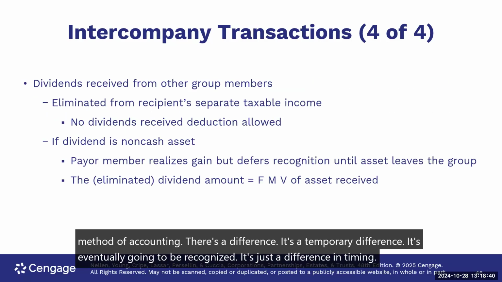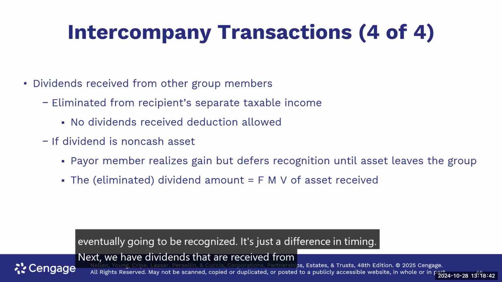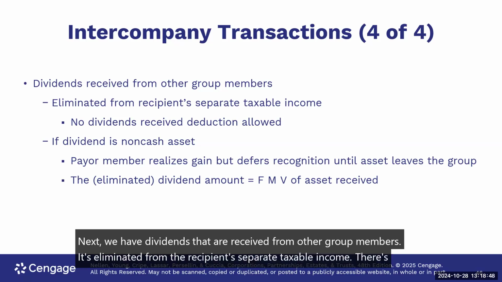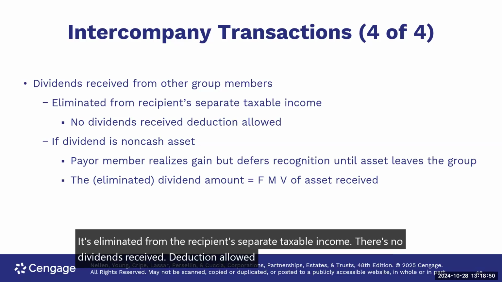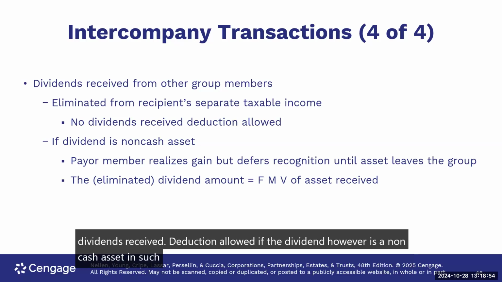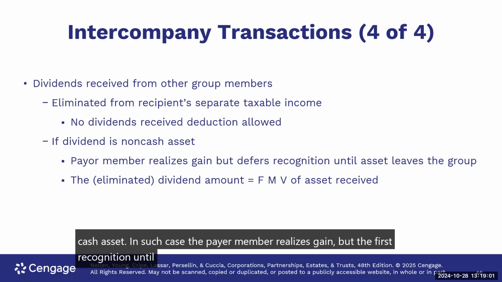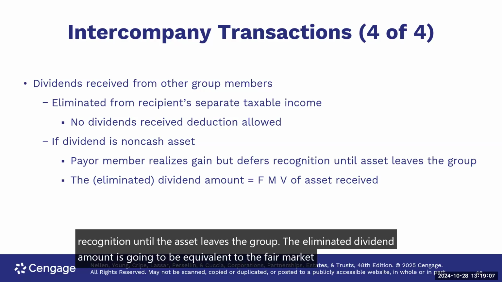Next, we have dividends that are received from other group members. It's eliminated from the recipient's separate taxable income. There's no dividends received deduction allowed. If the dividend, however, is a non-cash asset, in such case, the payer member realizes gain but defers recognition until the asset leaves the group. The eliminated dividend amount is going to be equivalent to the fair market value of the asset that has been received.